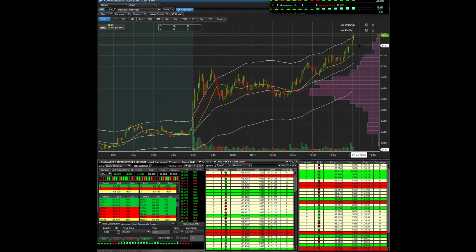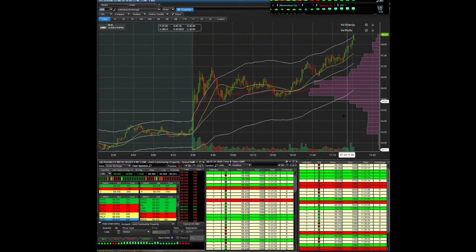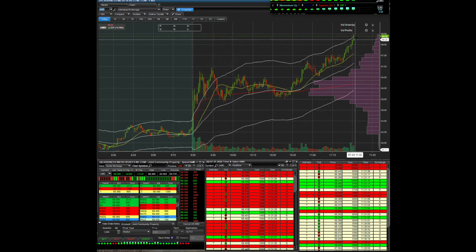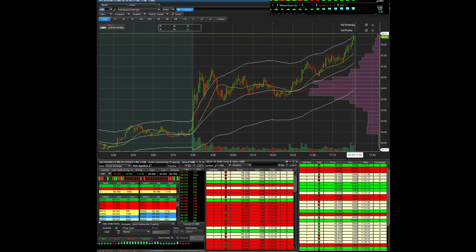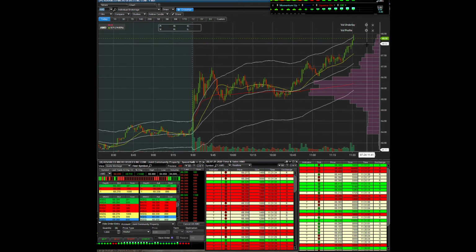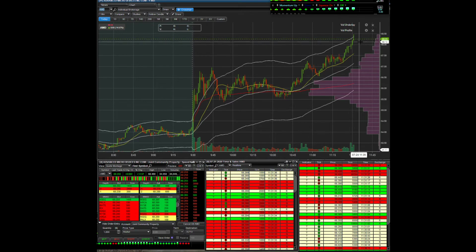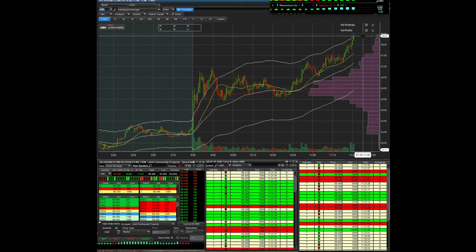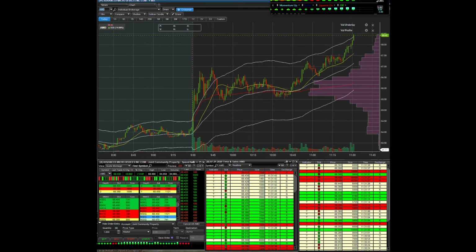All right, I'm actually going to take some AMD off here. Steady, slow climbs are good. When it starts getting parabolic, it usually pulls back a little bit and starts to consolidate. So I'm going to take a little bit off here and see if I can catch another pullback.